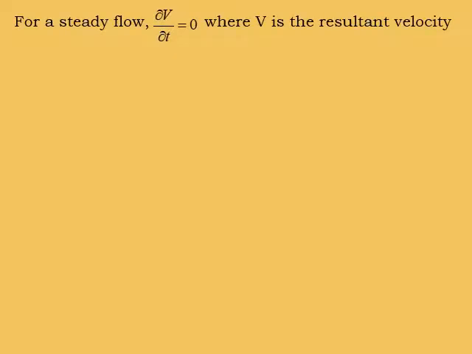For steady flow, which we already discussed in some other topics, dou V by dou t is equal to 0, where V is the resultant velocity. That is, dou u by dou t is equal to 0, dou v by dou t is equal to 0, and dou w by dou t is equal to 0. That means the change in velocity with respect to time is equal to 0 for steady flow.